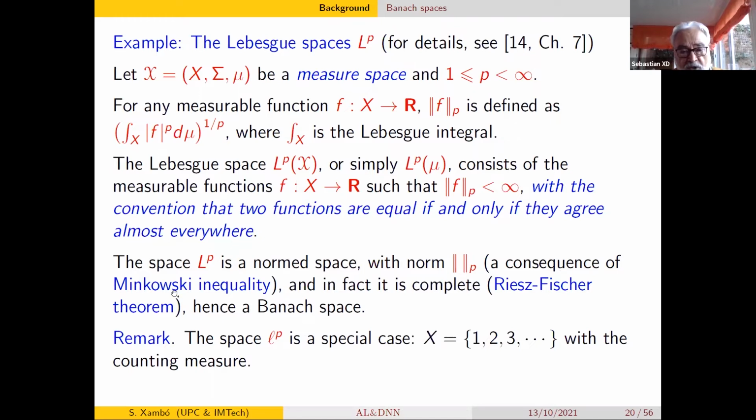The space L^P is a normed space with that norm sub P. This is a consequence of what is called the Minkowski inequality. And in fact, it is complete. This is the famous Riesz-Fischer theorem. And hence it's a Banach space. This is why it's an example of a Banach space, okay? By the way, the space little l upper P is the special case when X is the natural numbers with a counting measure.